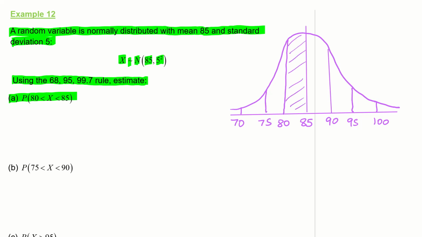Now, what we know is that if it was the whole of this, then we would be talking about 68%. That's part of the rule. We also know it's symmetric. So this bit that we actually want is half of 68, which is 34%. As a decimal, that is 0.34.